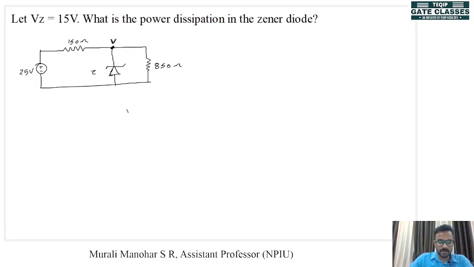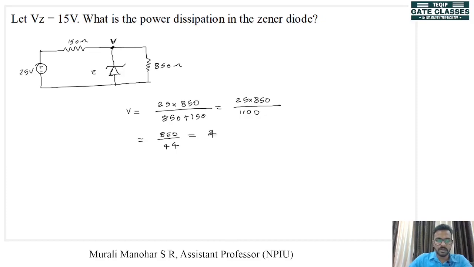So V will be equal to 25 into 850 divided by 850 plus 150. So 25 into 850 divided by 1000, and that will be 21.25 volts. This value is 21.25.